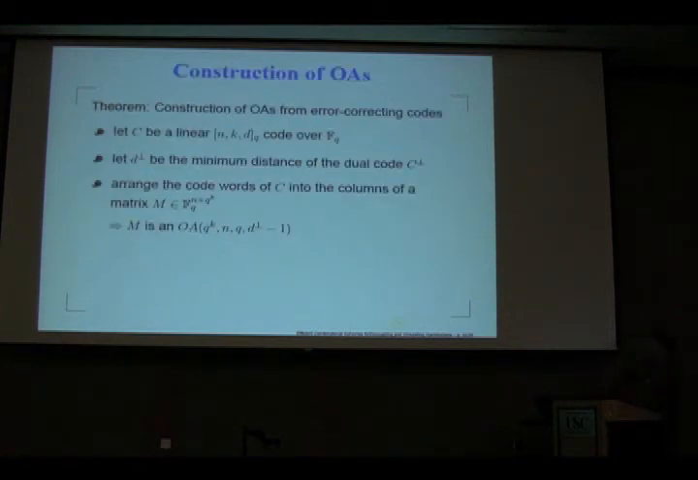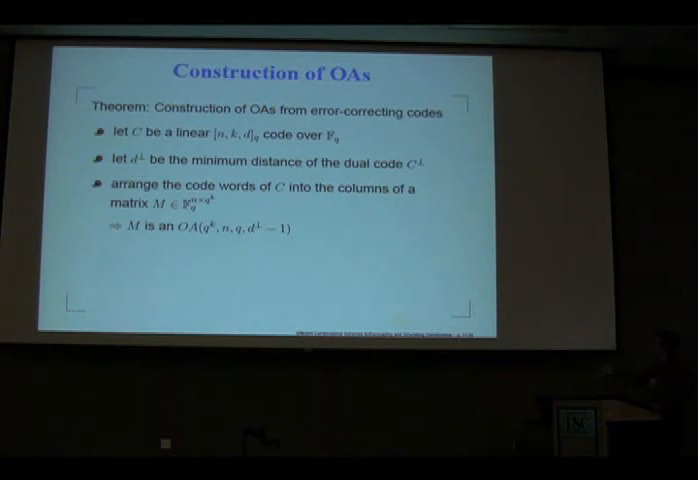And what we can do is construct orthogonal arrays from error correcting codes. I just wanted to give you this theorem so that you see that these things can be constructed efficiently.